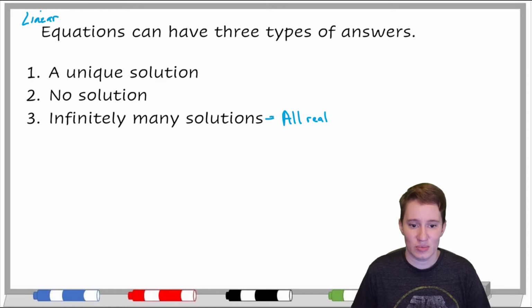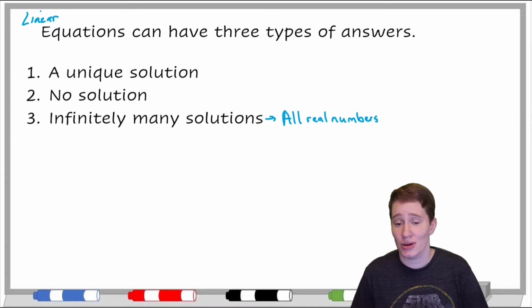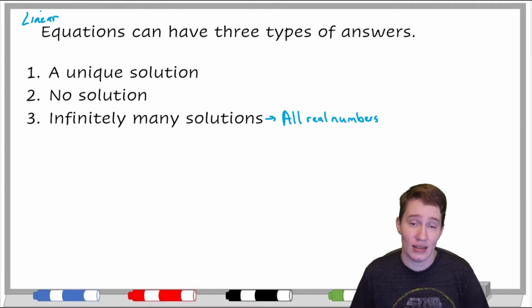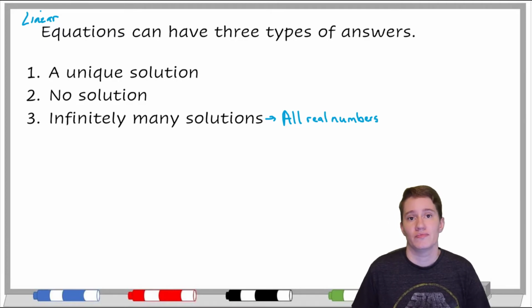And that actually is because for these types of equations, you could literally pick any real number and it would work. So you could pick 1, you could pick 10, you could pick 0, you could pick pi, you could pick the grossest decimal or fraction that you possibly can think of, and it would work. It would fit into that equation and maintain equality between the two sides.